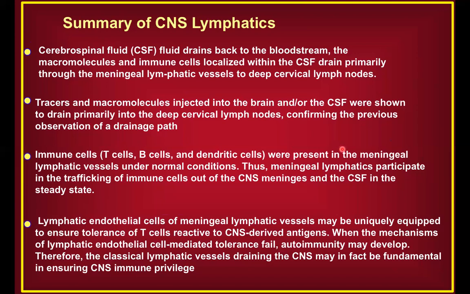So this is something also from Kipnis's paper. He says that the endothelial cells of the meningeal lymphatic system may be uniquely equipped to ensure tolerance of T cells reactive to CNS-derived antigens. When the mechanisms of lymphatic endothelial cell immune tolerance fail, autoimmunity may develop. Therefore, classic lymphatic vessels draining the CNS may in fact be fundamental to ensuring CNS privilege. So basically saying that there are some specialties of this drainage system that protect the brain against immunoreactivity.